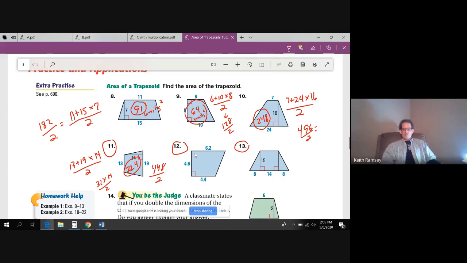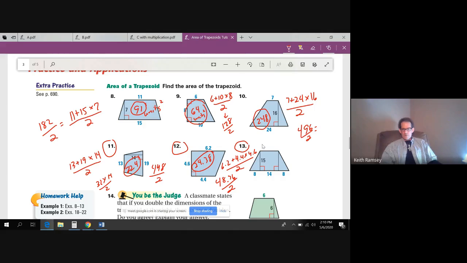Number 12, this is a little bit harder because you've got decimals. So for this one, you want to do 6.2 plus 4.4 times 4.6, and then divide all of that by 2. Let's find out what that is. 6.2 plus 4.4 is going to be 10.6. Then I'm going to multiply that by 4.6. I'm going to get 48.76. And then you want to divide all of that by 2, which would equal 24.38. And that's your answer for number 12.